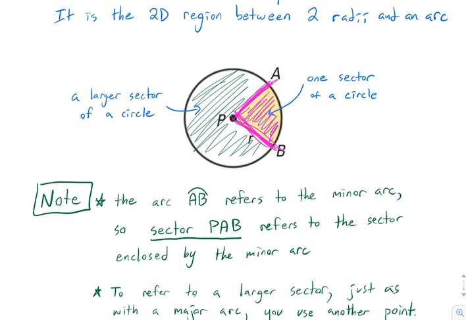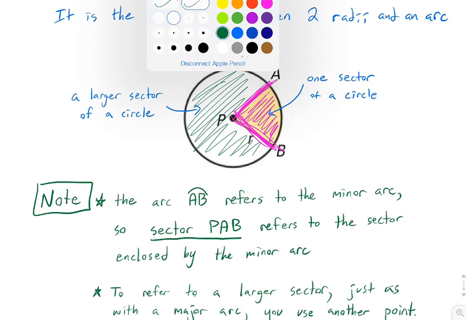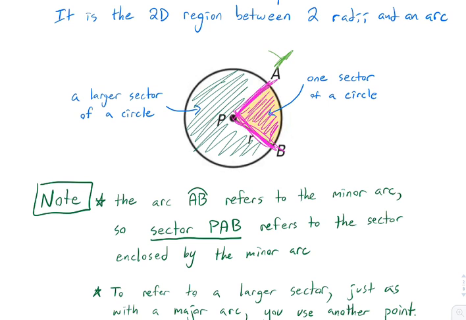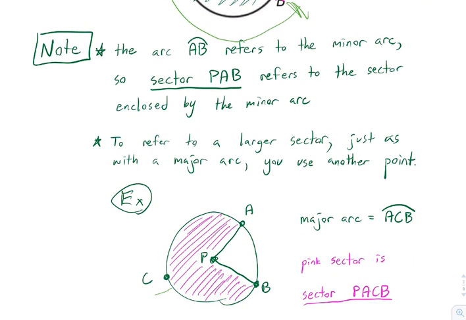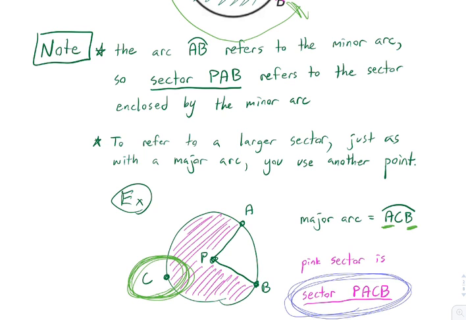But remember, if we want to talk about a larger arc, like the arc from A this way to B, we just need to use a third point. So here's another diagram. I add C down here and say, to get from A to B, go the long way, through C. We're talking about arc ACB now, the major arc. Then we can talk about sector PACB if we want to talk about the larger sector. So just some naming conventions to be aware of. It's just an extension of what we did with arcs.